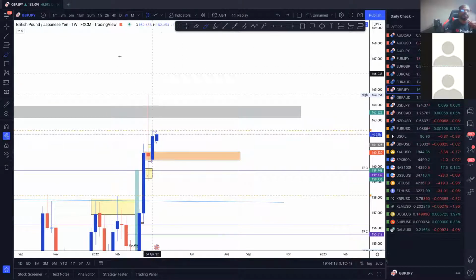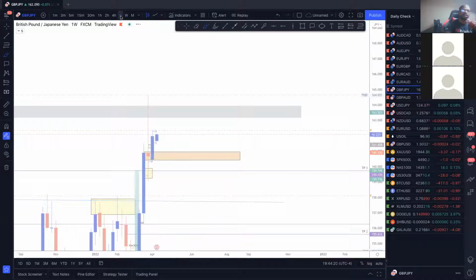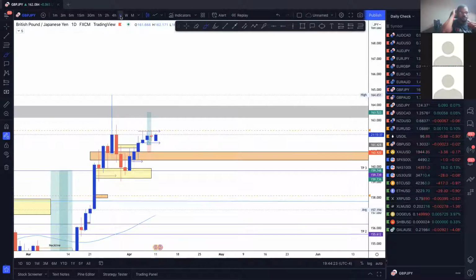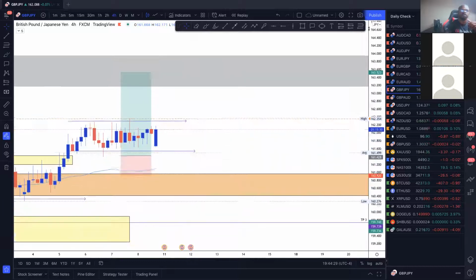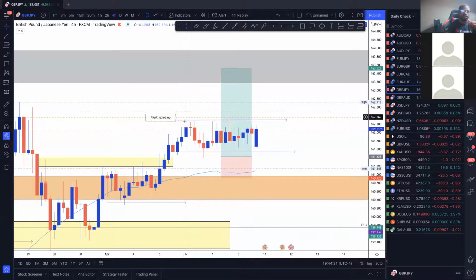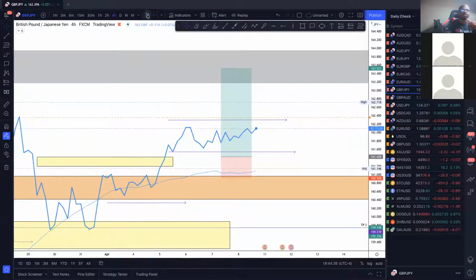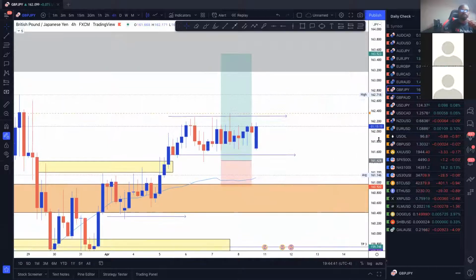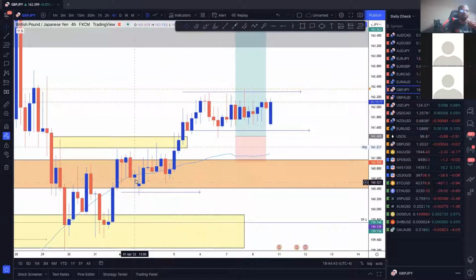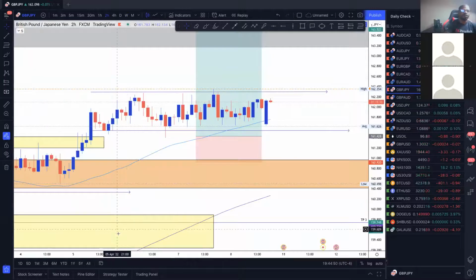Okay. So if we look back and see what's inside of this zone, we kind of got what's that, a double bottom in there? There's one ugly double bottom in there. And we also have the 50-day EMA moving 4 hour. Let's go down to the 2 hour.